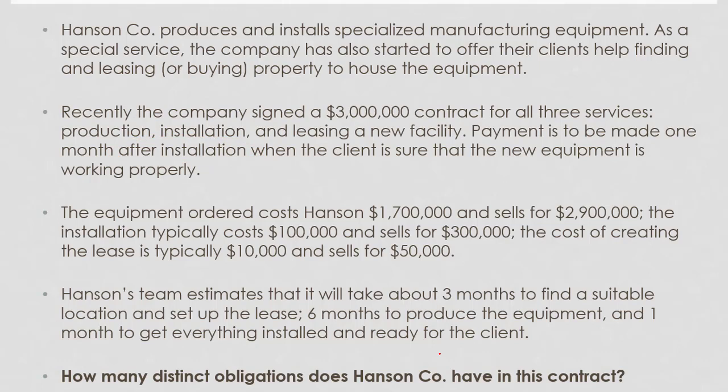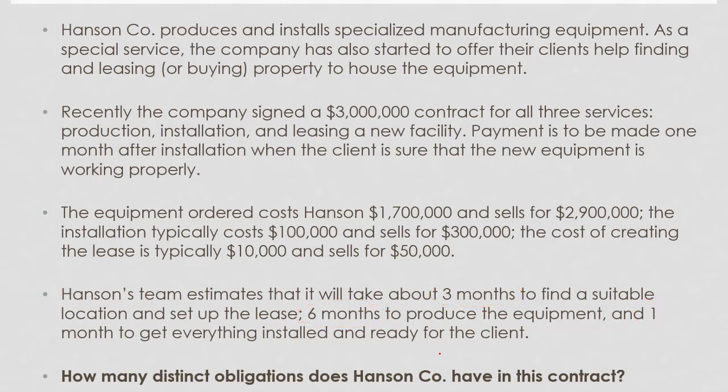And then it gives us some costs. The equipment typically costs us $1.7 million to make. We usually sell it for $2.9 million. Installation costs about $100,000. We sell it for $300,000. The cost of creating the lease is typically about $10,000. We sell just that service for $50,000. We estimate it will take about 3 months to find a location and get the lease set up, 6 months to produce the equipment, and then 1 month to get everything installed and ready for the client. And we can be doing some of these at the same time.